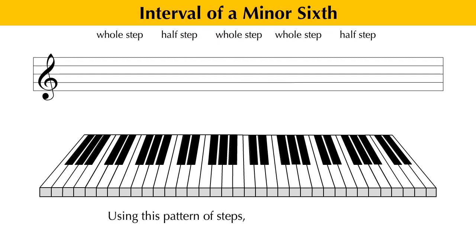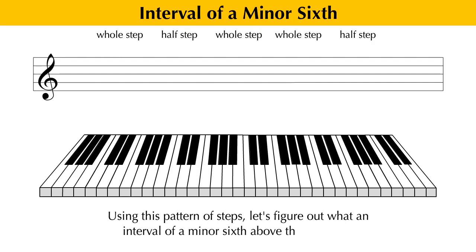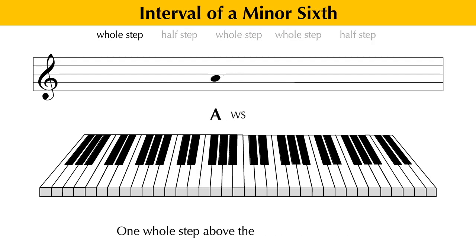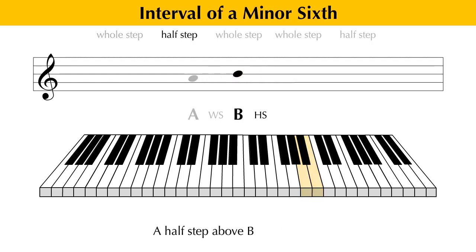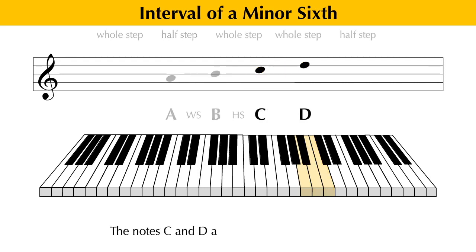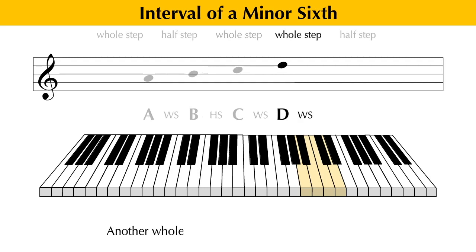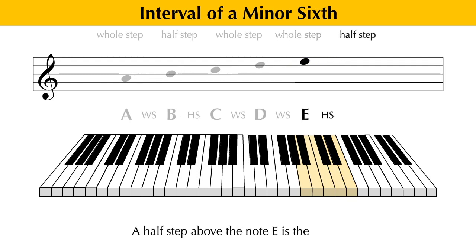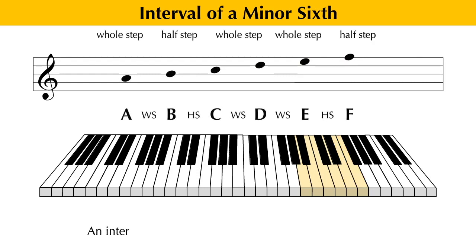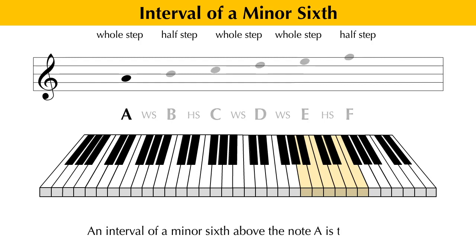Using this pattern of steps, let's figure out what an interval of a minor sixth above the note A is. 1 whole step above the note A is the note B. A half step above B is the note C. The notes C and D are separated by a whole step. Another whole step above the note D is the note E. And finally, a half step above the note E is the note F. As you can see, an interval of a minor sixth above the note A is the note F.